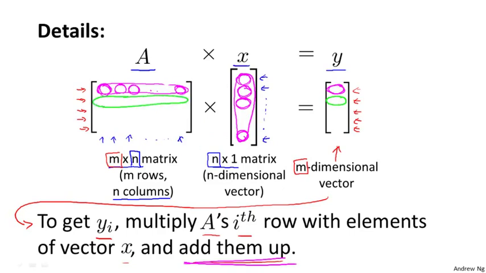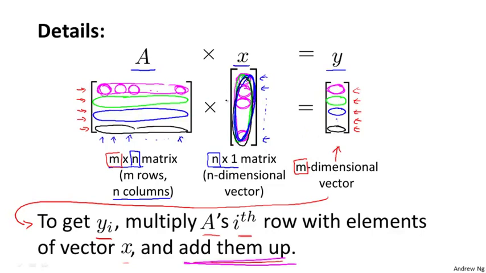So we take the second row of A and multiply elementwise with the elements of x and add up the results of the products, and that will give me the second element of y. And you keep going, and then we're going to take the third row of A, multiply elementwise with the vector x, sum the results, and then I get the third element, and so on until I get down to the last row, like so. Okay? So that's the procedure.